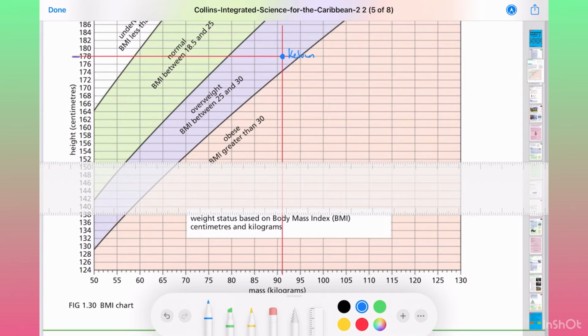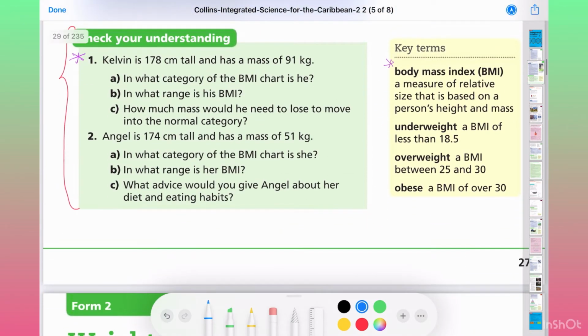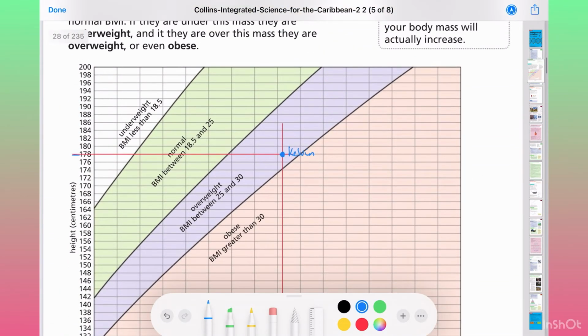So if we look at it, he is in the overweight region. So in what category is he? He is in the overweight category. In what range is his BMI? So you go back now and we are looking at Kelvin. What is the range of his BMI? His BMI is between 25 and 30.